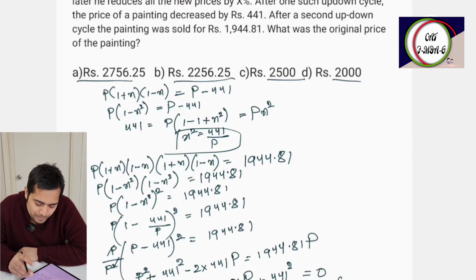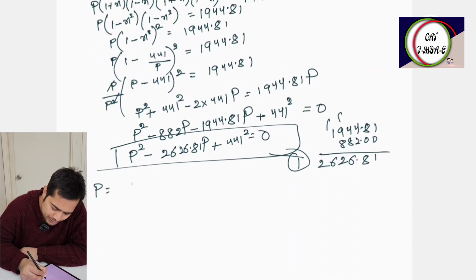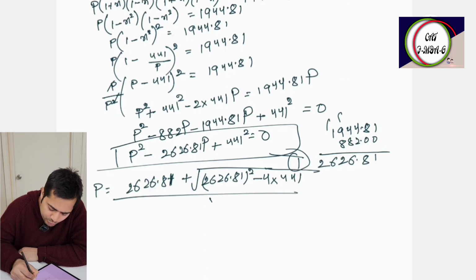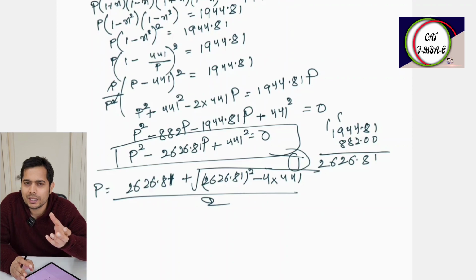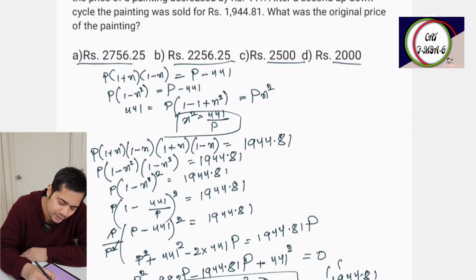Other method is that simple formula, like P is equal to minus b plus minus root under b square minus 4ac, divided by 2a. By this you can solve, or you can directly start putting the options using the help of the calculator. Here you are going to find out that the answer is option number A.